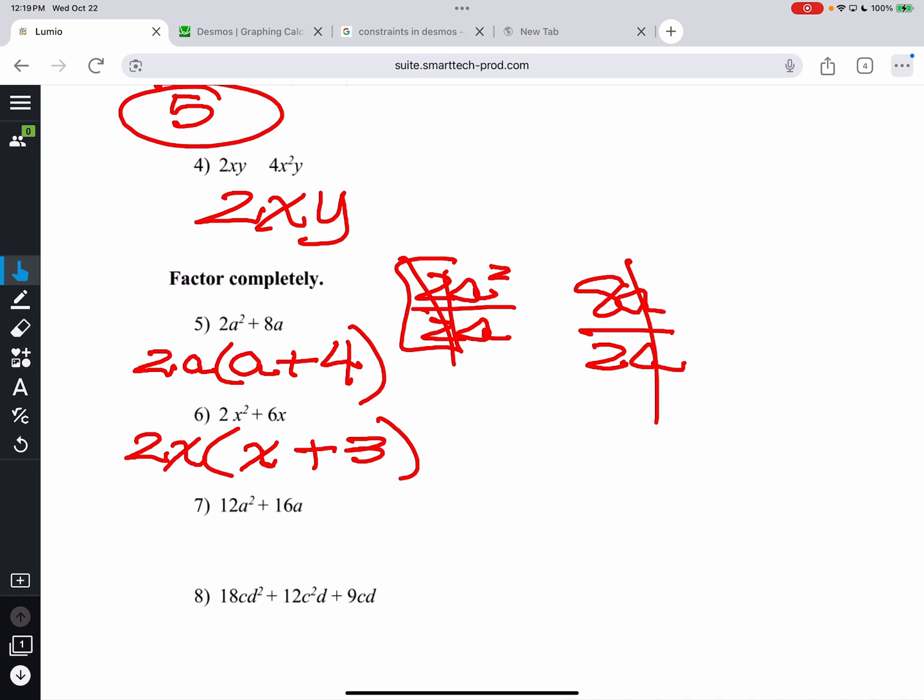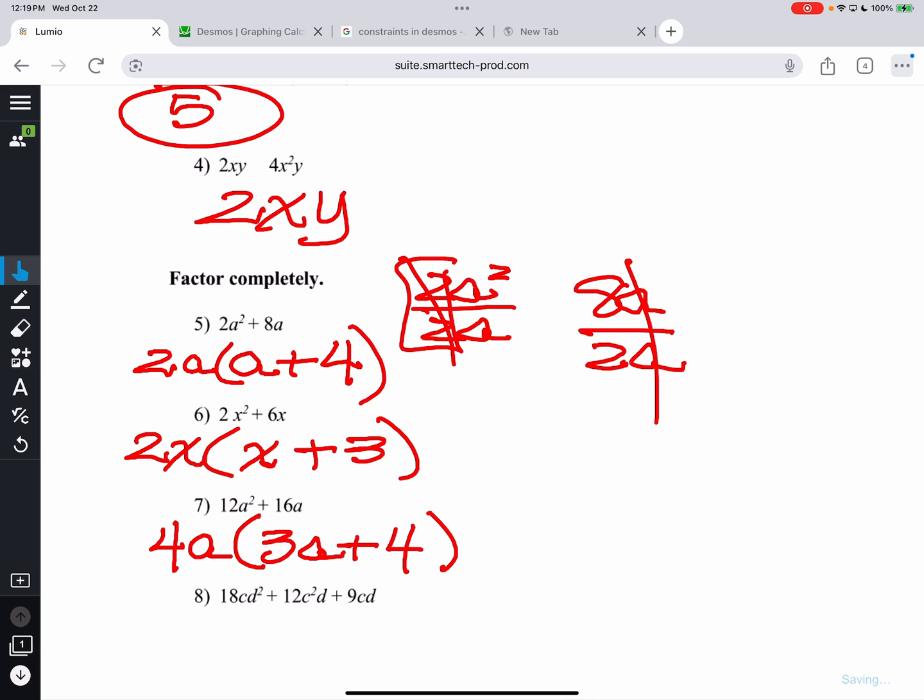So 12 and 16. What would be the greatest common factor there? 4. What about a variable? A. So what are we left with? 3a and 4. 3a plus 4. Good.